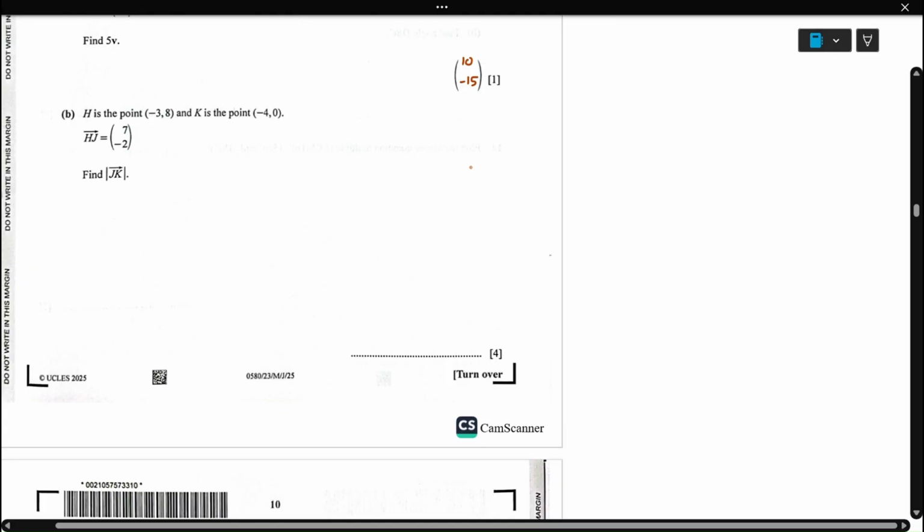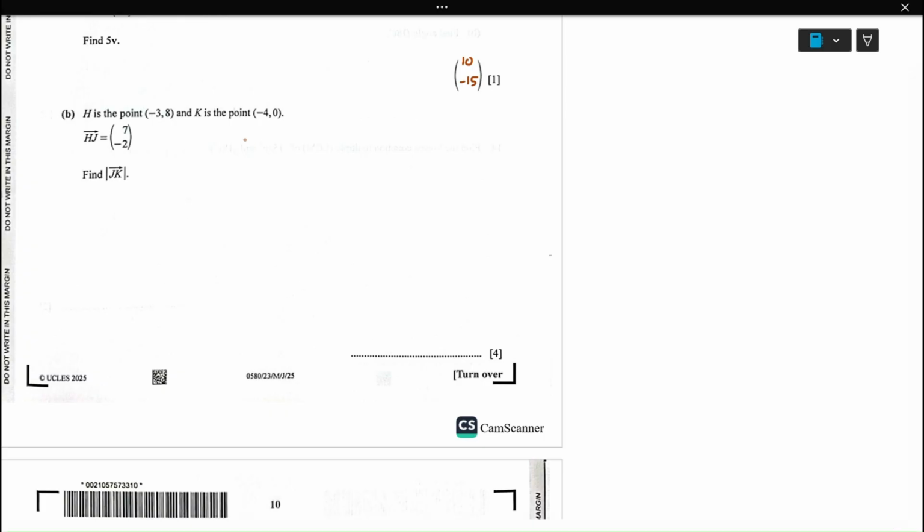Next, H and K are points. HJ = (7, −2). Find JK. So we'll find the point J. J is going to be H moved right 7 and down 2. So −3 + 7 and 8 + (−2). So the answer is going to be (4, 6).